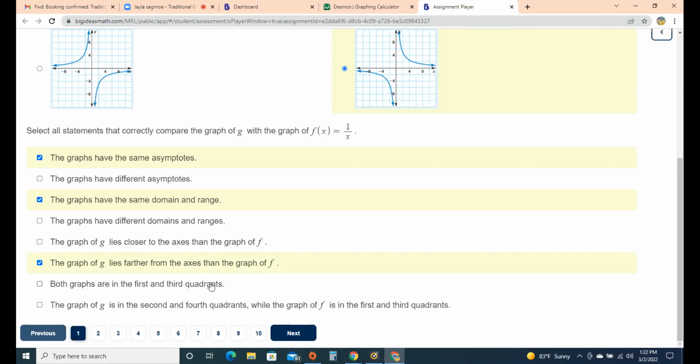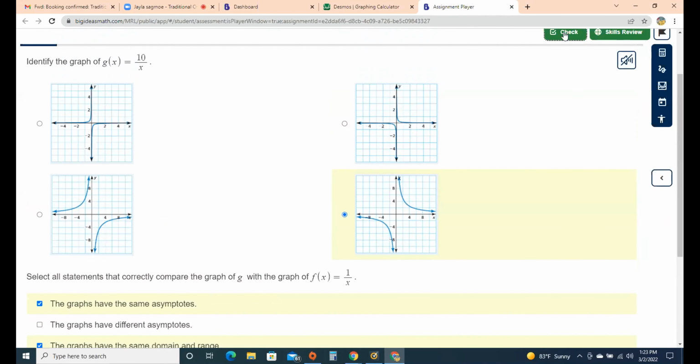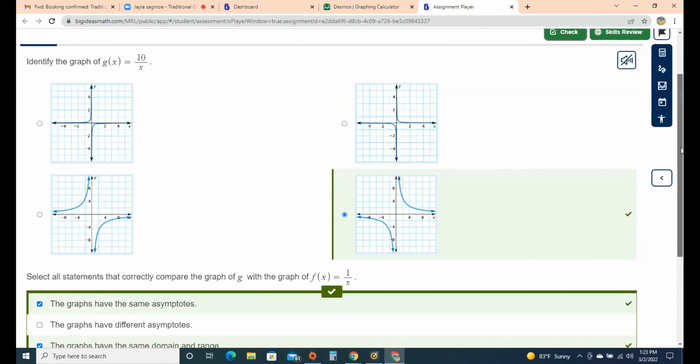Both graphs are in the first and third quadrants. That's true. The first is the top right, and then it goes counterclockwise: first, second, third, fourth. The second is in the top left. So that's true, and that answers everything in that question, I think. Cool. Yay.